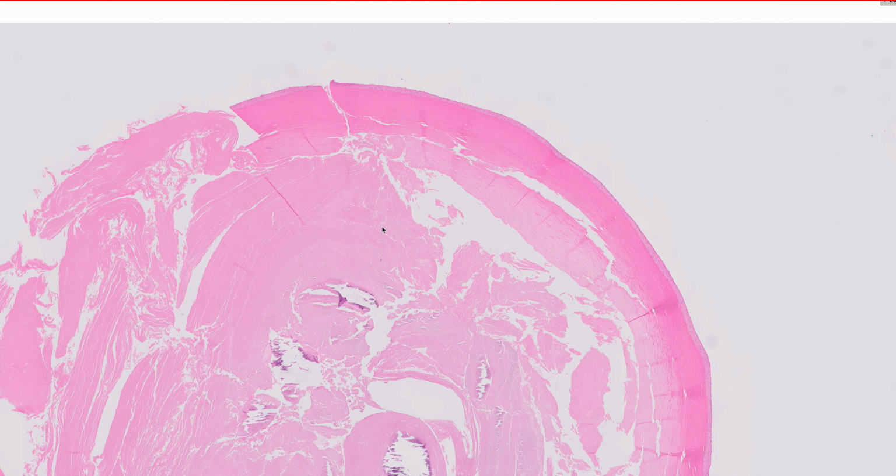And if we go a little bit closer, you can see one of the clues to this being a pilar cyst is the nature of the keratin filling the cyst, which typically forms this very thick, compacted mass of very brightly eosinophilic keratin. And here you can see it's calcified in areas, which is also very common.